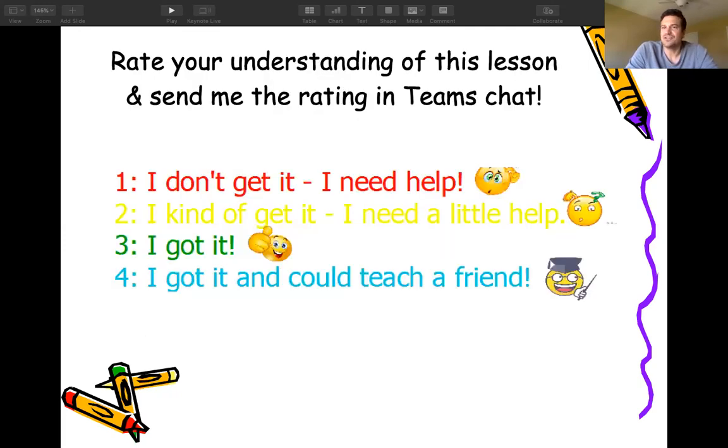So rate your understanding of this lesson. You could send me the rating in Teams chat, or you can email, because we're kind of just going by email. So if you think you kind of get it pretty well, that would be a 4. If you got it, but just need a little help, that would be a 2. If you don't really get it and you need help, that would be a 1. So let me know if you need any help. Send me an email. I'll be happy to help you guys.